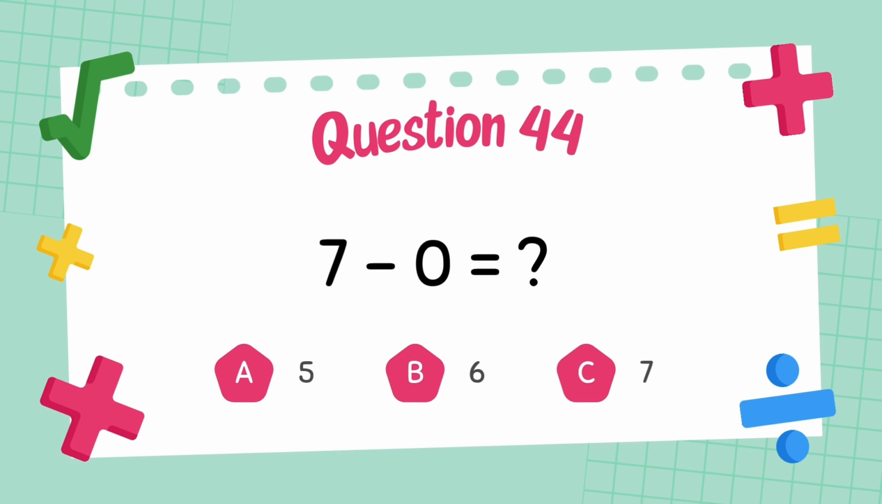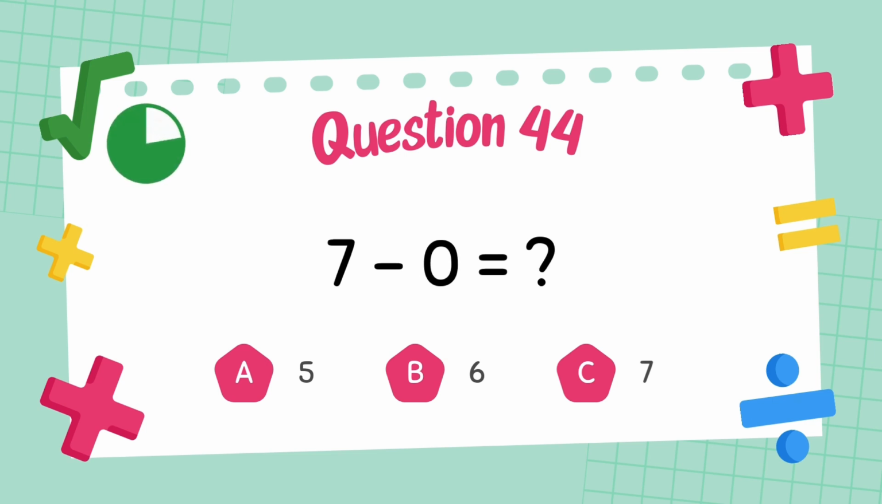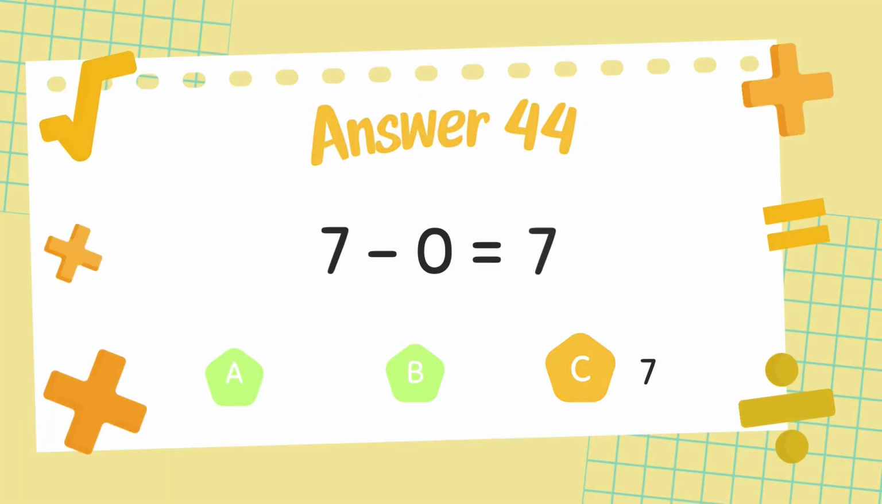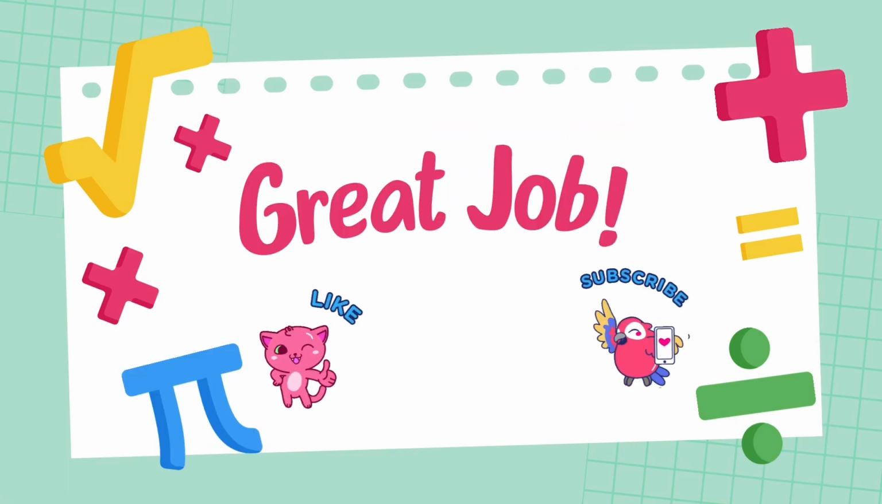What is 7 minus 0? The answer is 7. If you want to get even better at math, keep practicing.